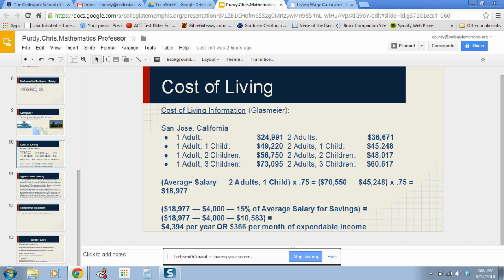So let's start from the top. Take that average salary and you subtract any one of these 8 categories. It's going to be your choice. I chose 2 adults, 1 child. I encourage you to choose something other than just 1 adult, but you can go with 1 adult, just to get a realistic figure of what it takes to live paying the bills for a family.